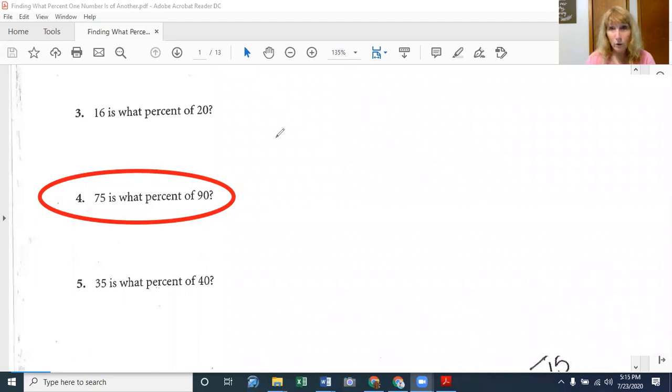Okay, 75 is what percent of 90? 75 is the "is," 90 is the "of," P is the missing part, percent is missing, P over 100. And then we have 75 is the "is," that's the part, 90 is the whole.